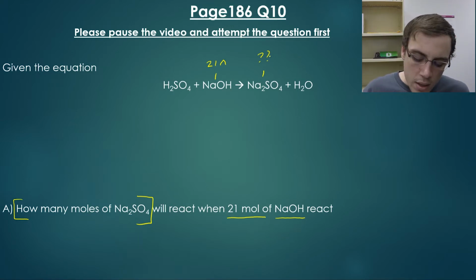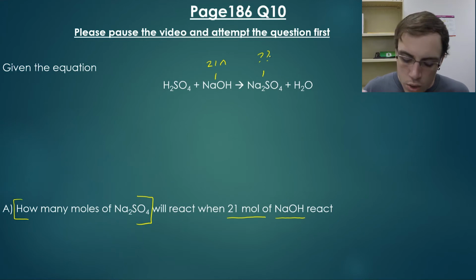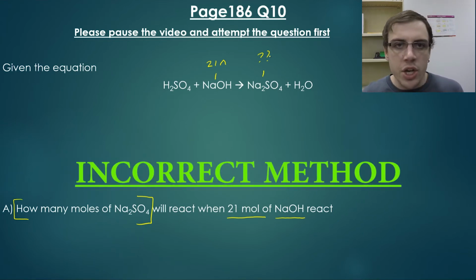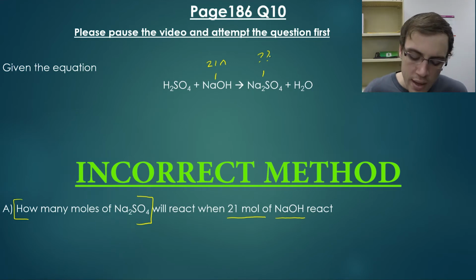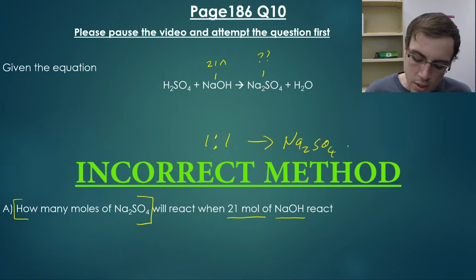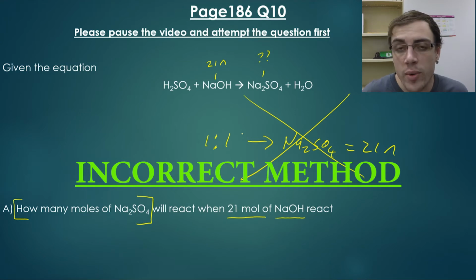Now, here's the big thing. A lot of people would be really tempted: we've got moles, we've got a molar ratio, let's jump straight into it and compare them. We can see there's a coefficient of 1 and a coefficient of 1, so it must be 1:1. Therefore, sodium sulfate equals 21 mole. No deal. That is incorrect.